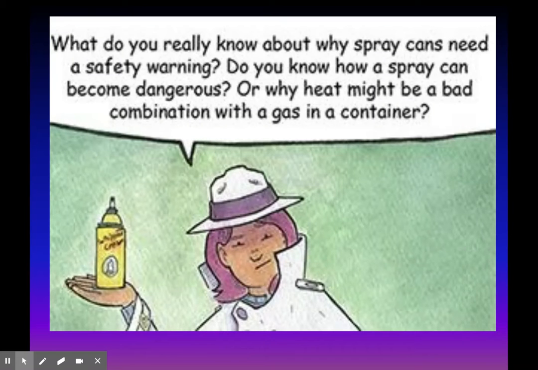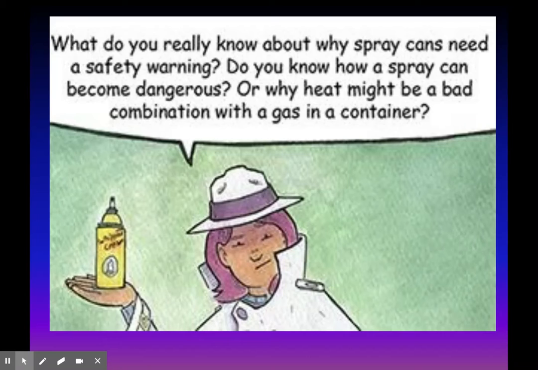So, some things to look at: when you are spraying a can, why are there often safety warnings? Think of an aerosol can, paint, sometimes you see hairspray, things like that in those cans. Why do they have safety warnings? So, what can cause them to become dangerous?